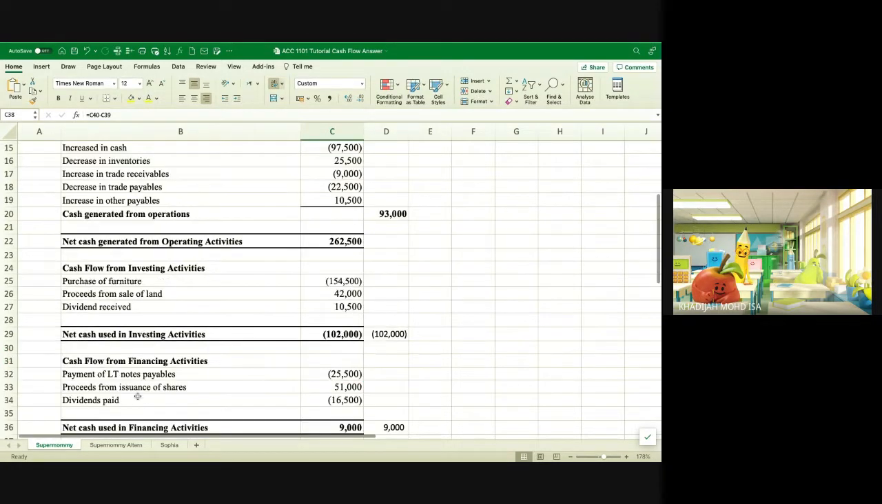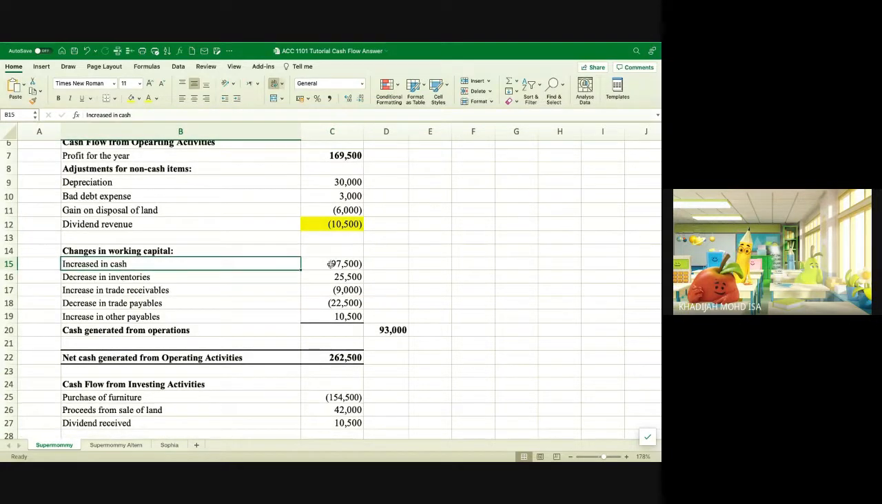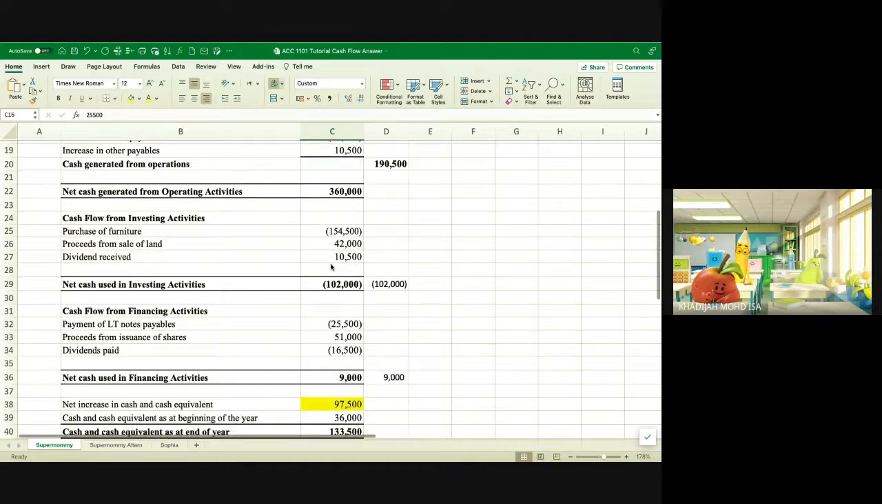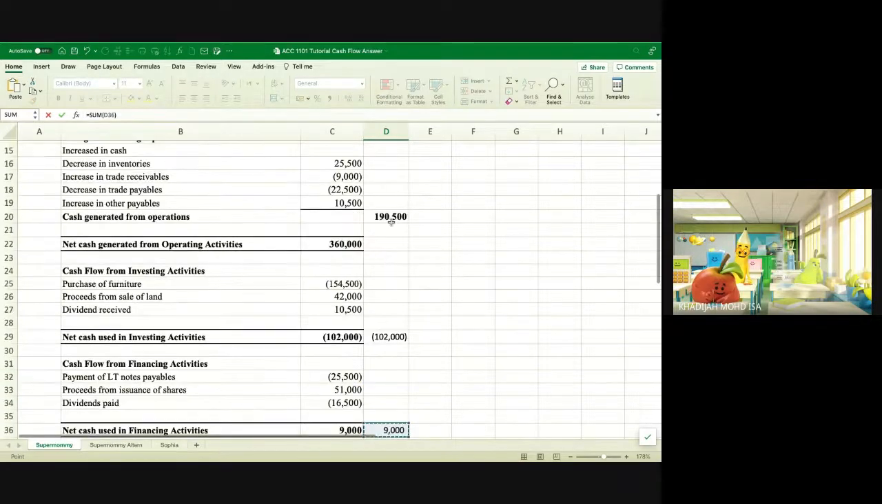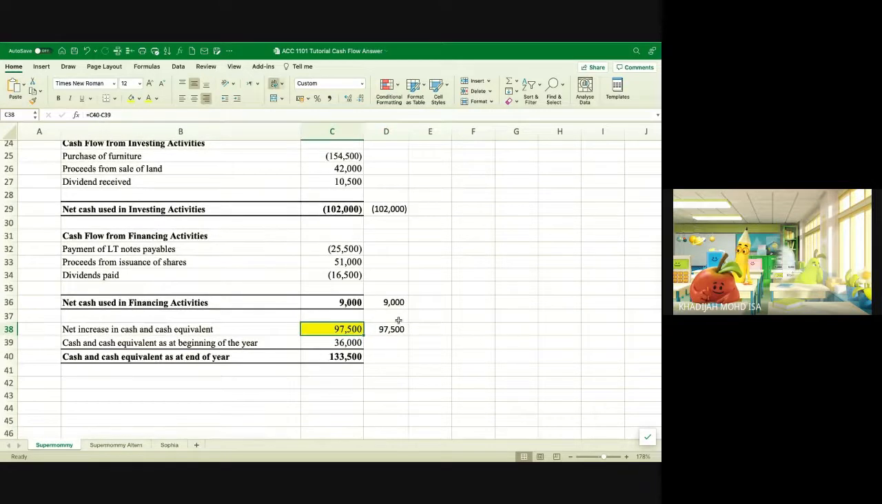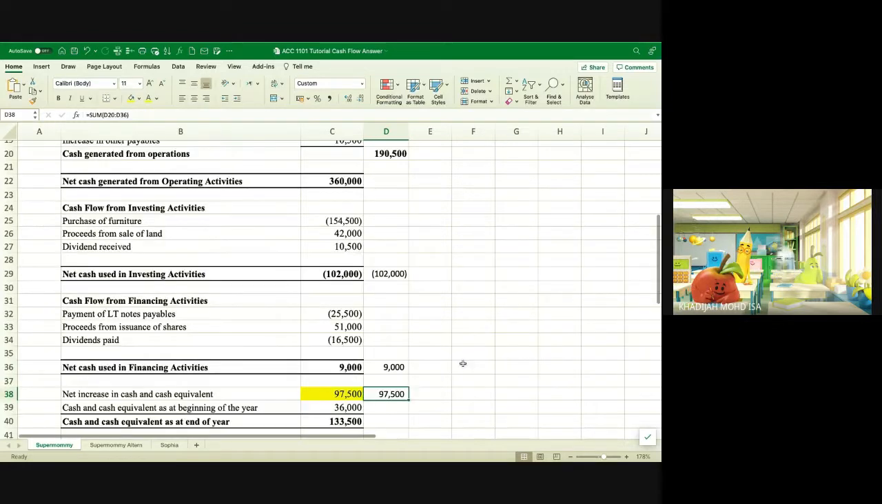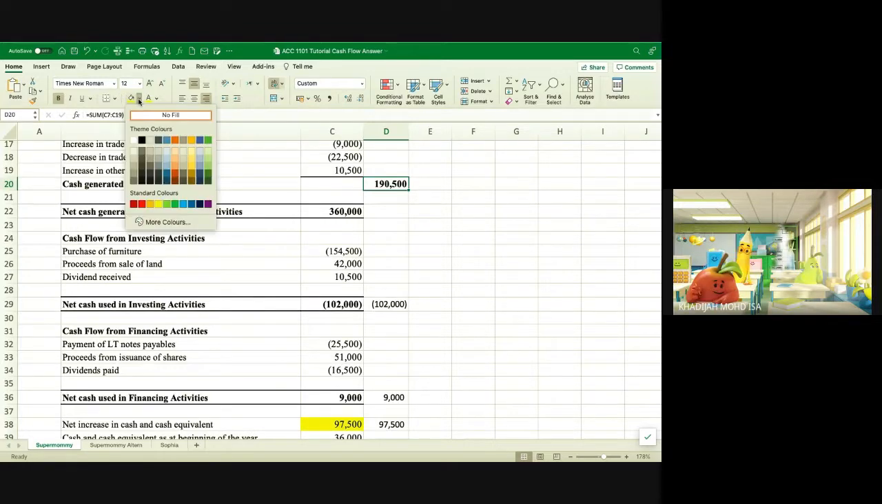Oh, I made a mistake here. Cash cannot go in here. Right? So if I were to delete this cash, we will have 190. So what will be here? You take the total net from the activities, from the operating, investing, and financing, and you should get 97,500. So here it means that your answer is correct. So how you get 97,500 is actually the net cash from the operating plus your investing plus your financing, right?